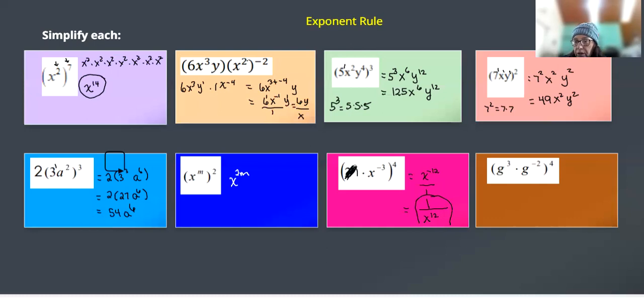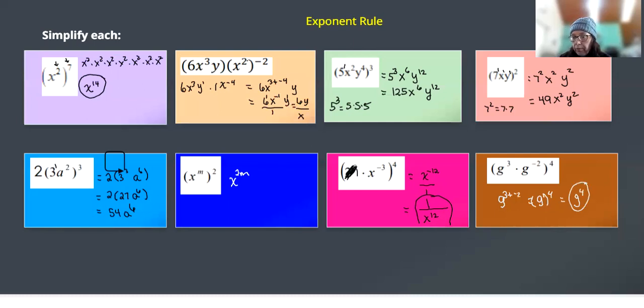We've got g cubed times g to the negative 2, all to the 4th. Like when you're doing order of operations, do what's in parentheses first. So when I look inside the parentheses, we're multiplying. The bases are the same, they're g's. We're multiplying, so we're going to add the exponents. So I get g to the 3 plus negative 2, that's g to the 1. And then I've got to take that to the 4. So I've got g, now we've got an exponent to an exponent, 1 times 4 is 4. And we're done. And that's it.